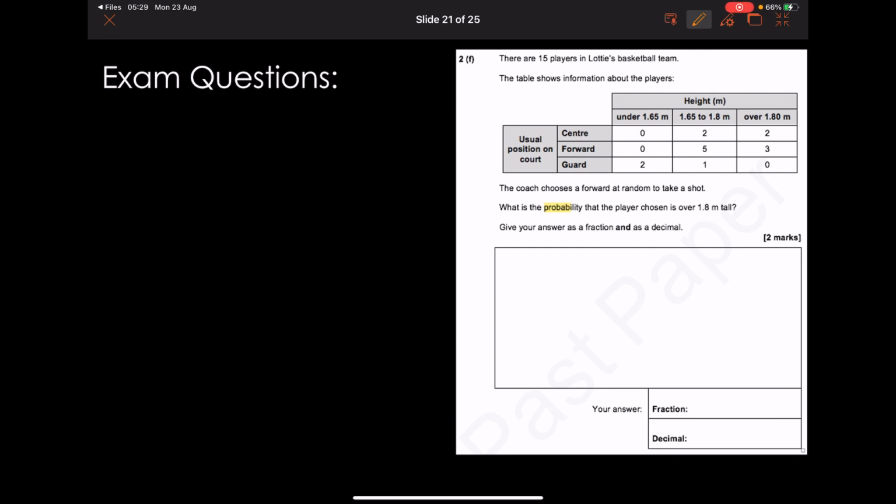Okay, this one says that there are 15 players in Lottie's basketball team. The table shows information about the players. The coach chooses a forward at random to take a shot. What is the probability that the player chosen at random is over 1.8 metres tall? Give your answer as a fraction and as a decimal. Okay, so if you'd like to pause the video and have a go at that one, then go and do that now, and then press play for the answer.